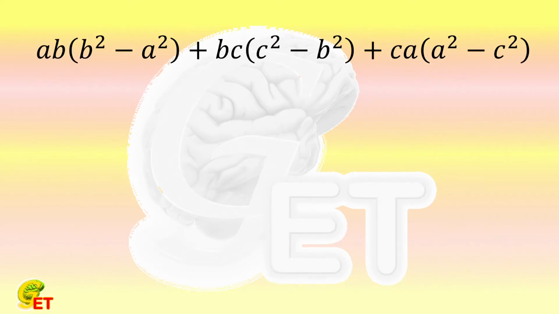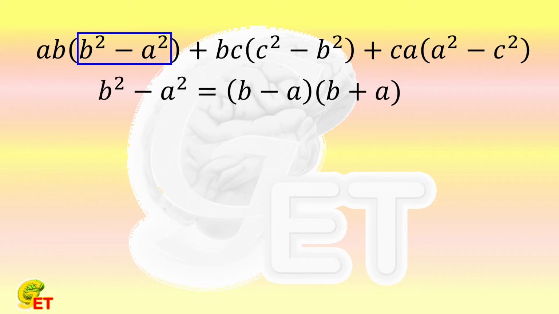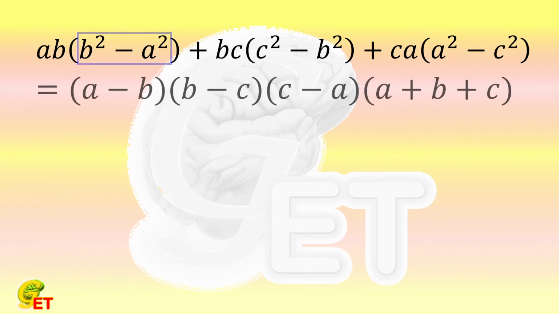What about the second expression? There are some differences of squares over there. So we can first apply the formula for the difference of squares. And the final result is the same as before.